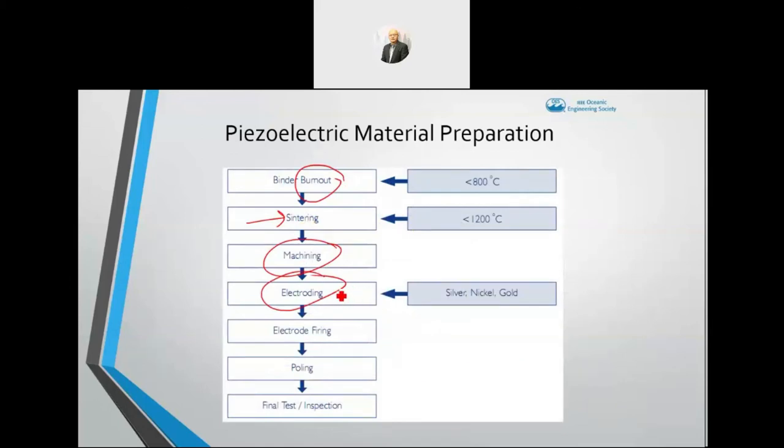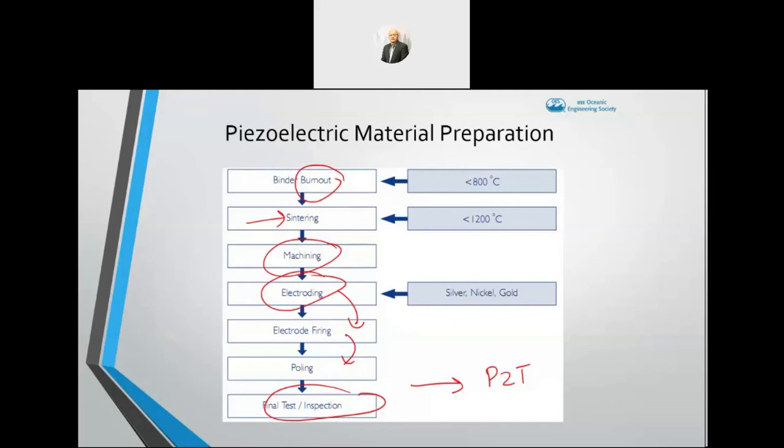After electroding, we can fire the electrode, and then do the poling process. After that, we have a final test and inspection. All this process alone is just to produce a PZT material. Simply put, we can go through all this process if we have a very specific or demanding application. For normal underwater acoustic applications, I would like to suggest that we just use off-the-shelf PZT materials. Just buy it.